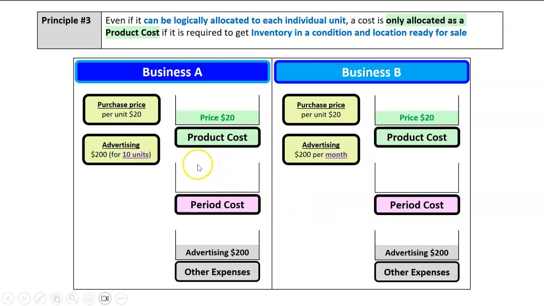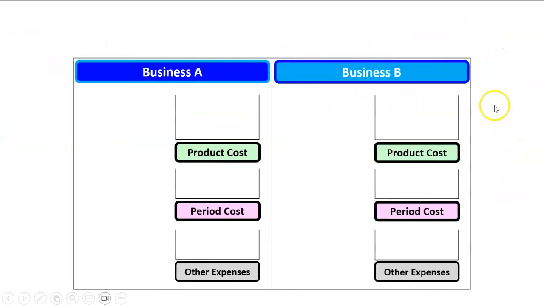So look out for questions where they unitize something that would be an other expense, because even if you can unitize it, like you could here, you can logically allocate that, it will always be another expense. It doesn't matter whether it can be logically allocated to each item of inventory. If it's not required to get inventory in a condition and location ready for sale, it's not a product cost.